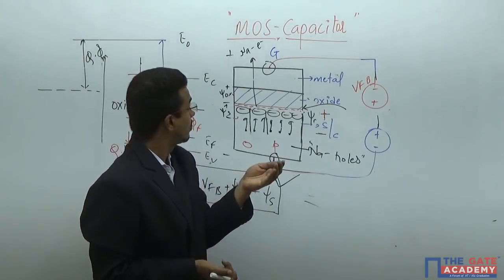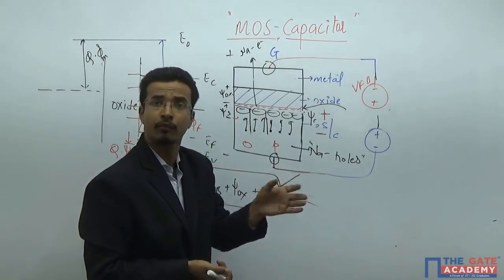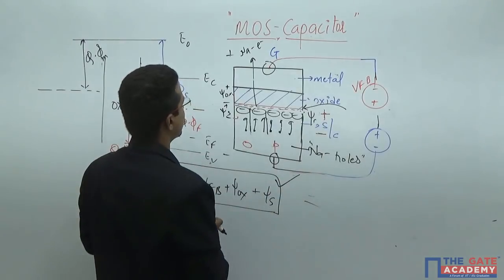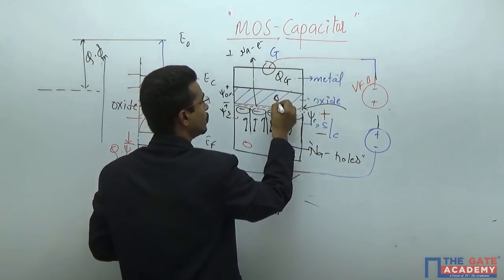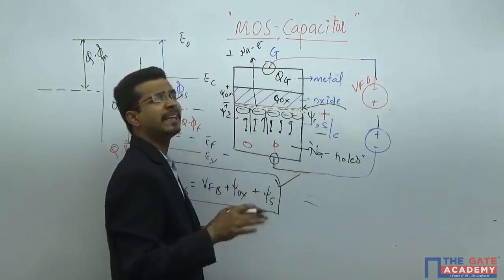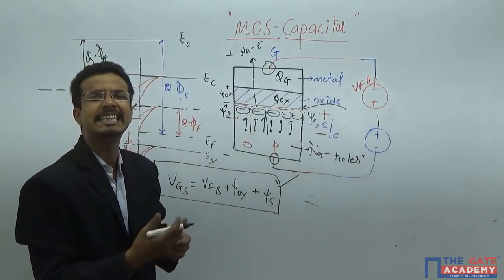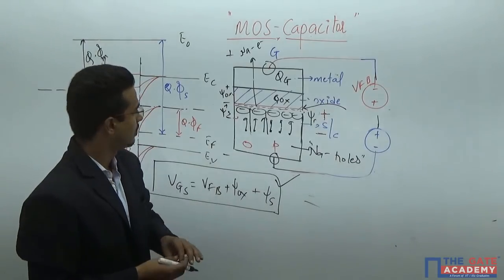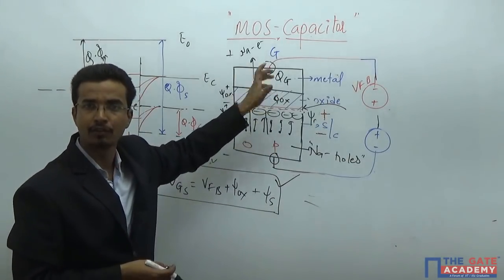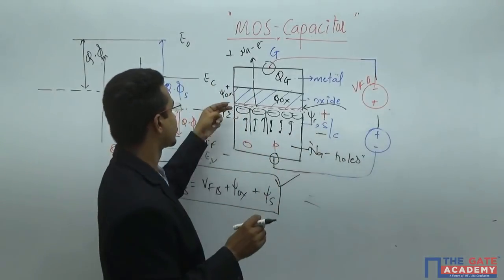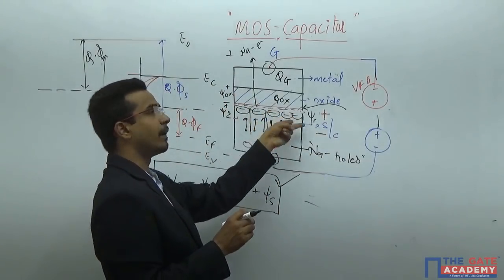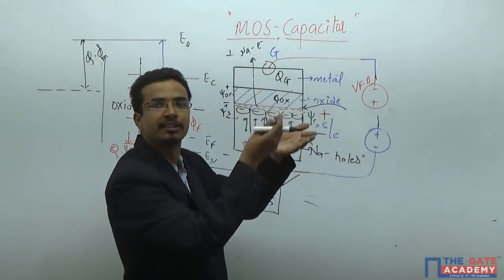Otherwise, the charge conservation will be violated. So, here I am saying QG, here QOX, and here QB, the bulk charges, or QD, whatever you want to call the depletion region charges. I will take it as QB, meaning bulk charges, because previously it was the bulk. Later it will convert into the channel.